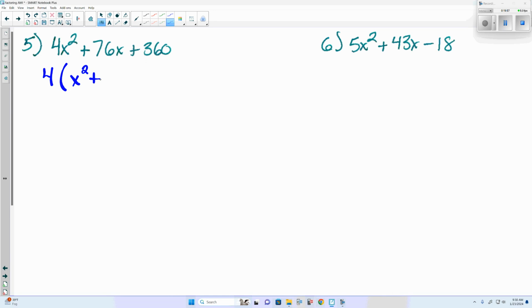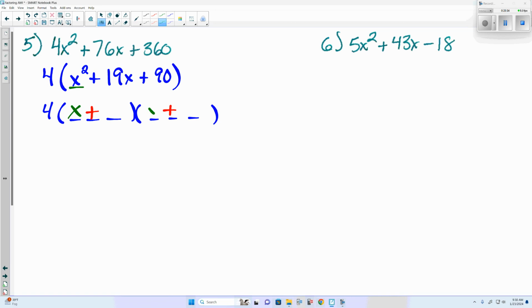we're left with x squared plus 1x plus, and the third term has gone from 360 to 90. 90 is still a significantly big number, but not as much as 360. Two sets of parentheses. Since our third term is positive, our signs are the same and match the sign of the middle term. x and x.